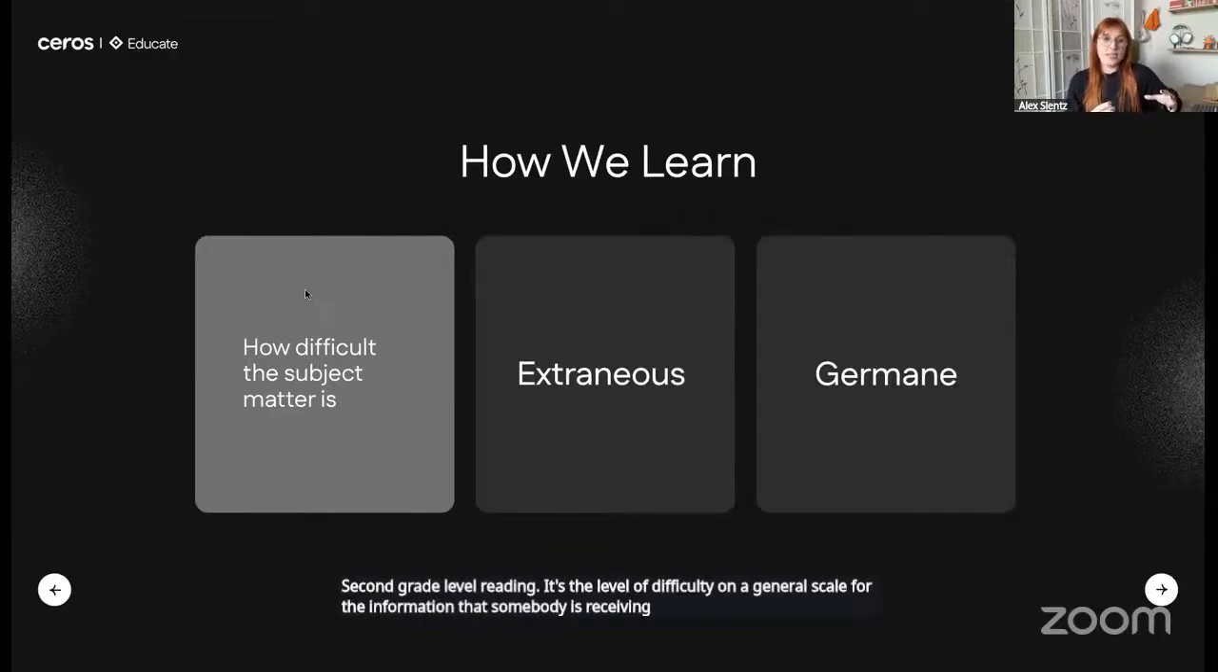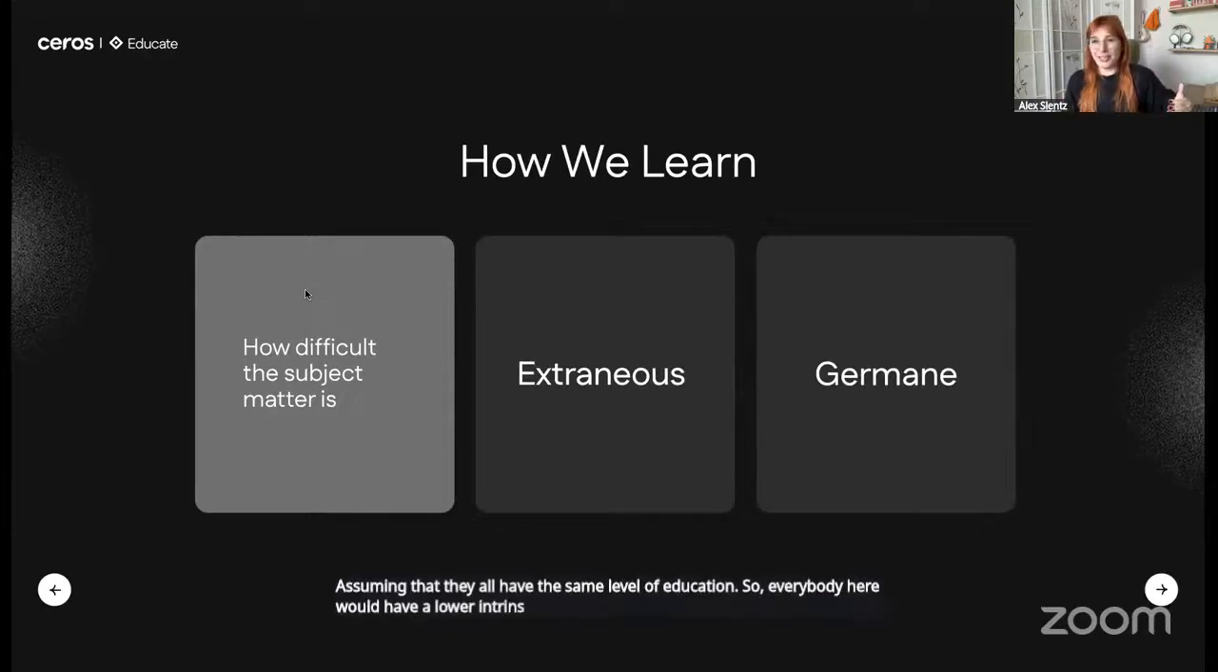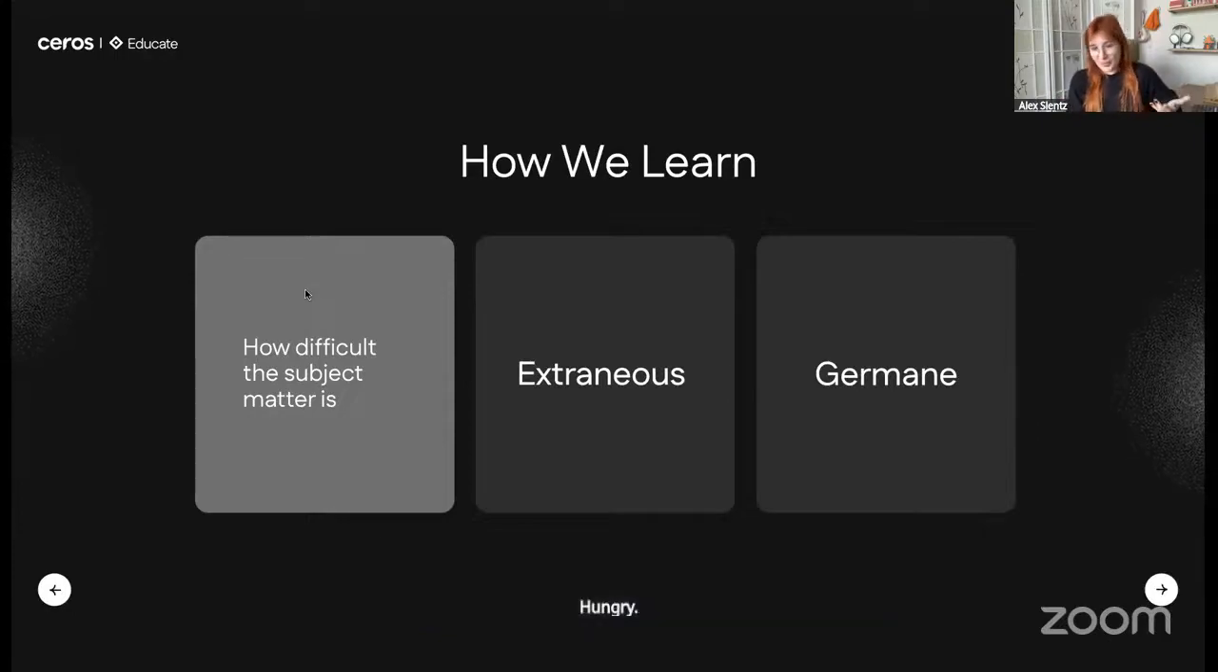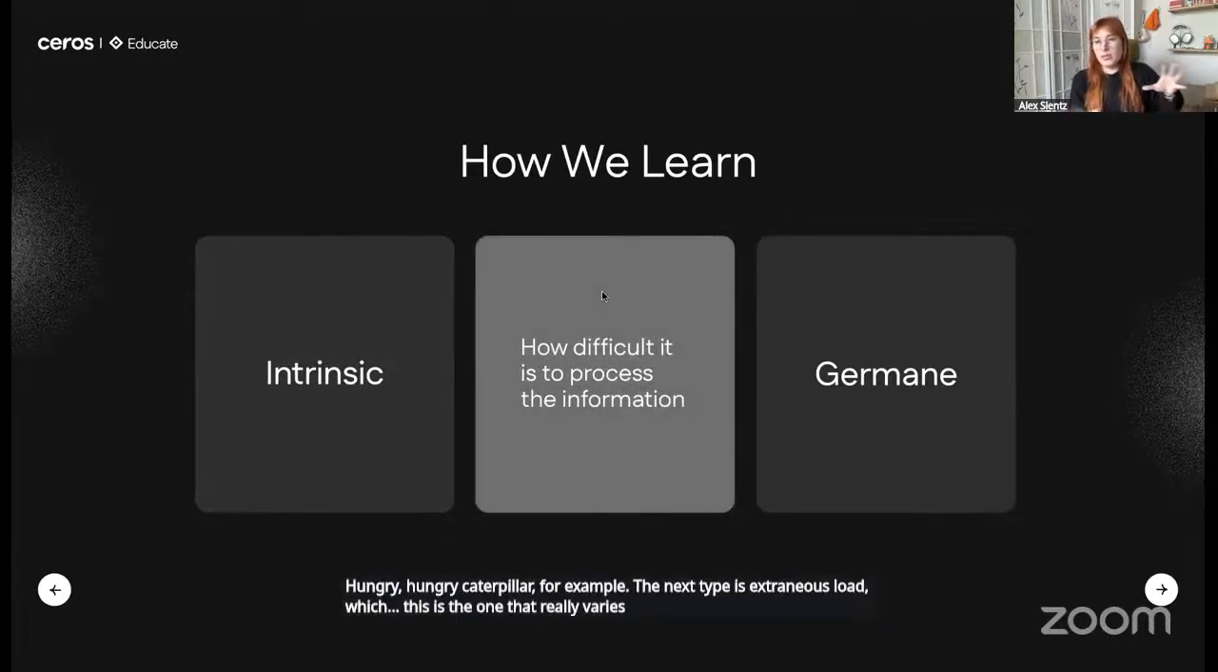This cognitive load typically remains consistent across people, assuming that they all have the same level of education. So everybody here would have a lower intrinsic load when trying to read Hungry Hungry Caterpillar, for example. The next type is extraneous load, which is the one that really varies across people. So this is the one that you really want to focus on.